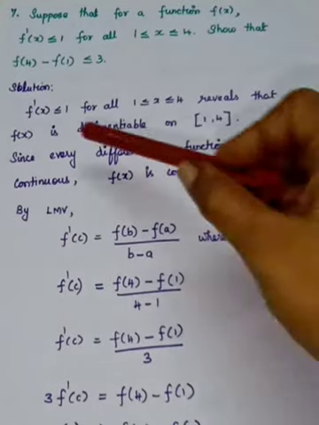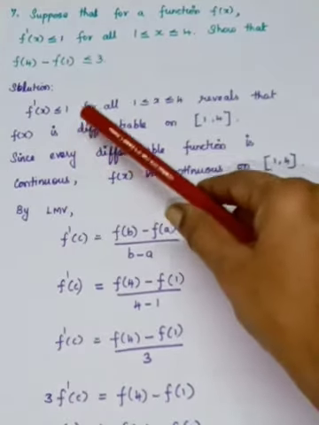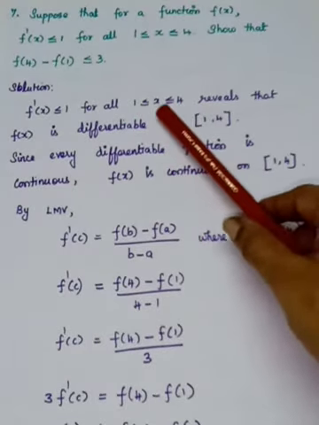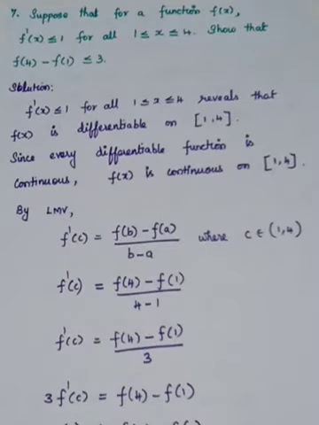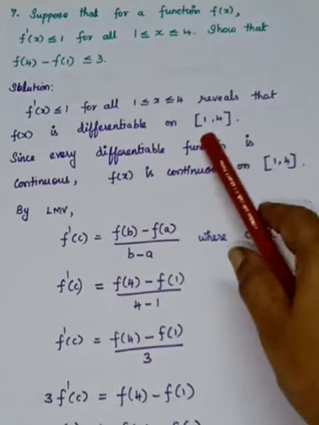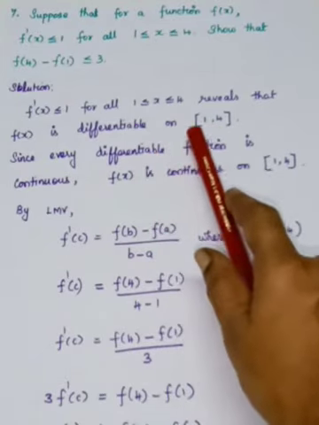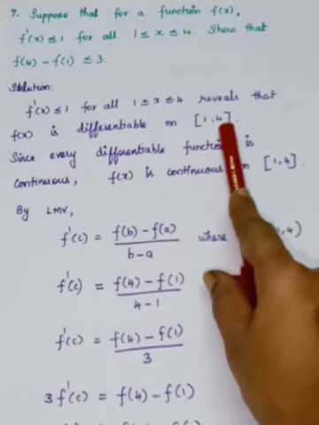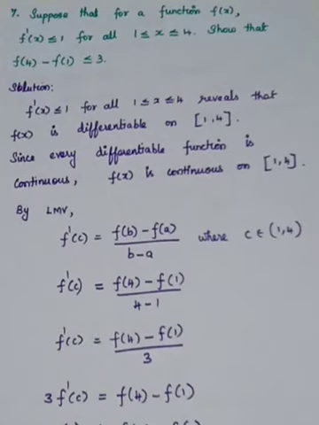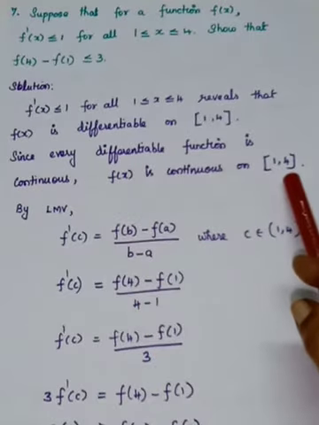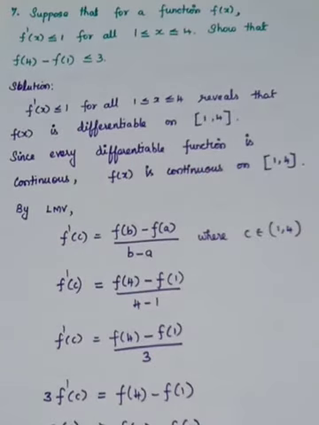Okay, so first, it is given f dash of x is less than or equal to 1 for all x from 1 to 4. When x varies from 1 to 4, f dash of x is less than or equal to 1. So it reveals that the function is differentiable. Differentiability we can check only on the open interval, but here it is given as differentiable on the closed interval 1 comma 4. We know that every differentiable function is continuous. So therefore the function is continuous on the closed interval, and Lagrange's mean value theorem is satisfied.